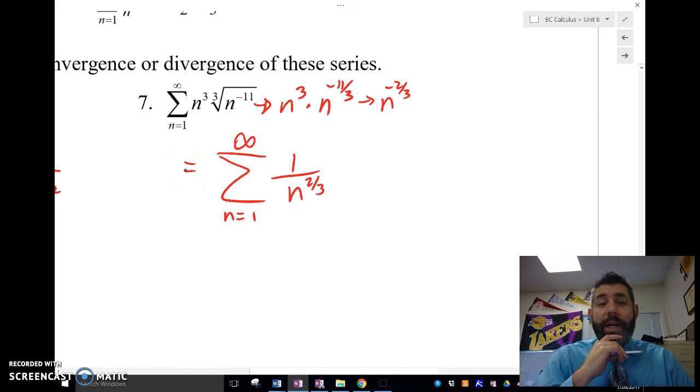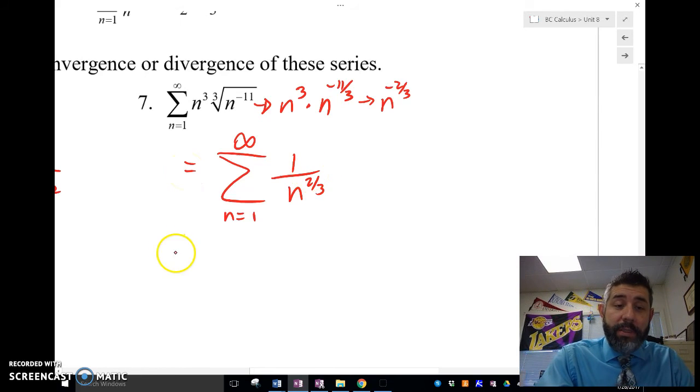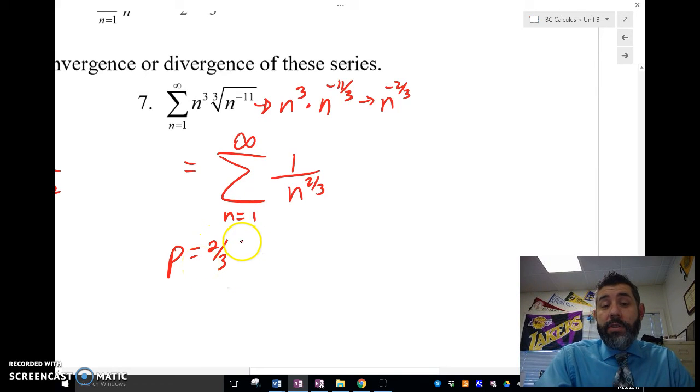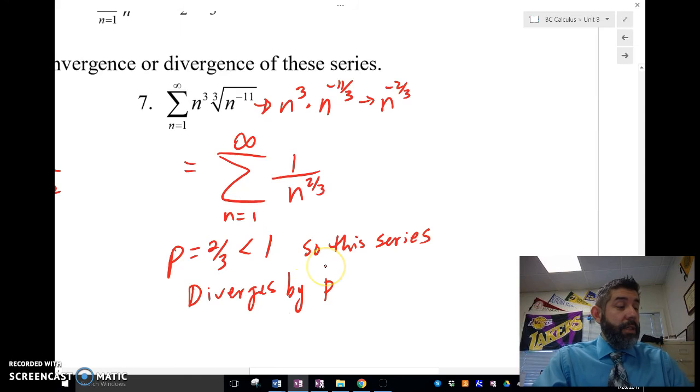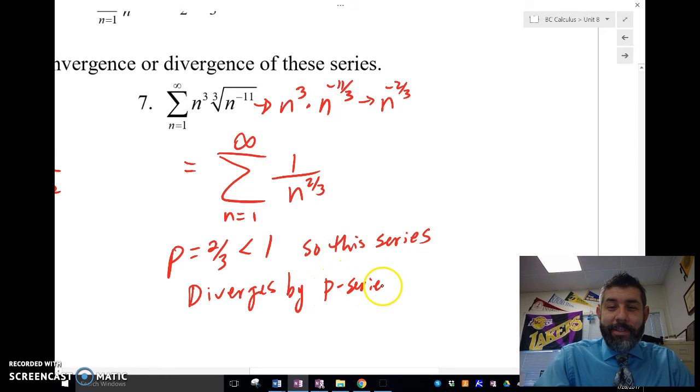All right, so what do we got here? We got 1 over n to the 2/3. This is a P-series where p is 2/3. Now 2/3 is less than 1. So this series diverges by the P-series test.